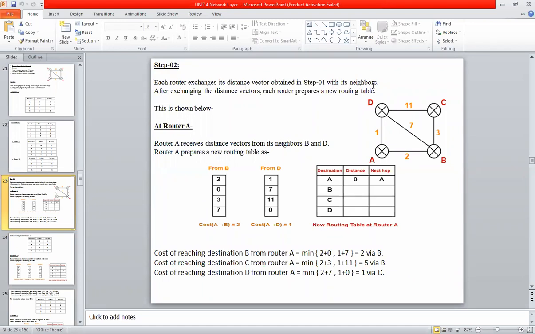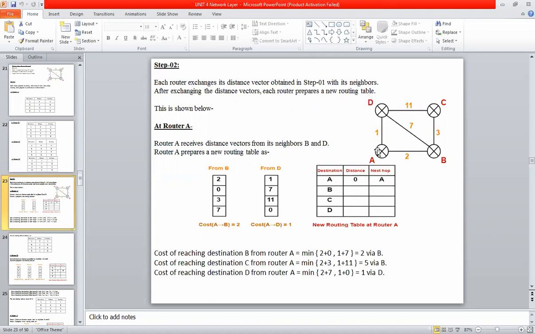The main feature of this distance vector routing is that there is a direct connectivity, a direct link, between the routers. That is the main motto of distance vector routing. It shares the information connected to the particular direct link. It does not share for other links which are not connected to it. After exchanging the distance vectors, each router prepares a new routing table.